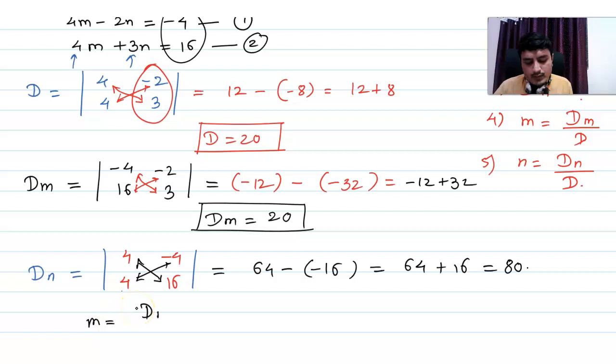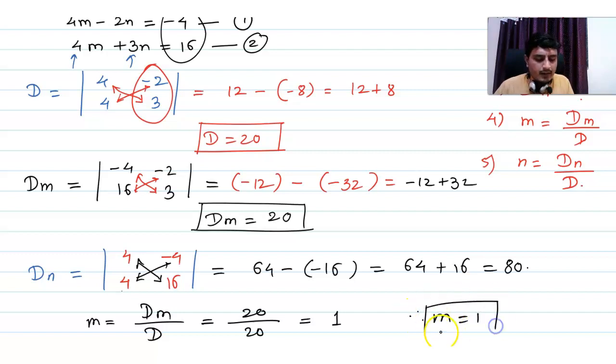So to evaluate now the value of m, what shall we have to do? As per Cramer's rule, we have m equals Dm divided by D. Dm value is 20 while D value is 20. 20 divided by 20 we have 1. So the value of variable m we are getting here is 1.